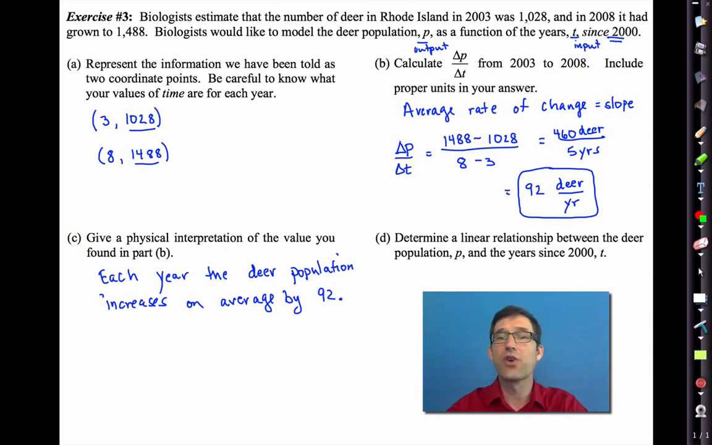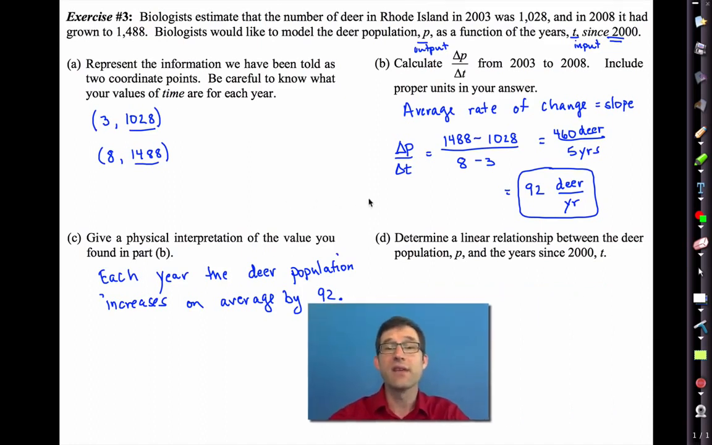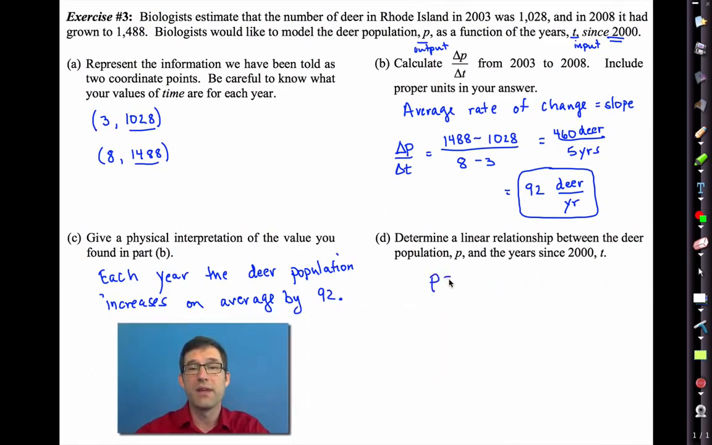Finally, it asks us to determine a linear relationship between the deer population and the years since 2000. Now, the nice thing is, here we're doing P equals MT plus B, right? Y equals MX plus B, except instead of Y we have P, and instead of X we have T. We already know the M, so we can actually start right here. P equals 92 times T plus B.